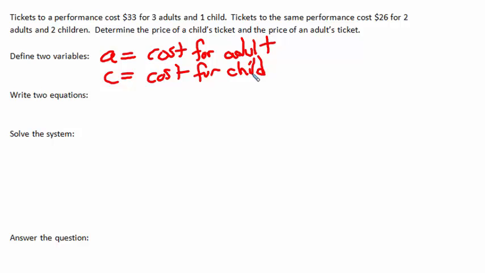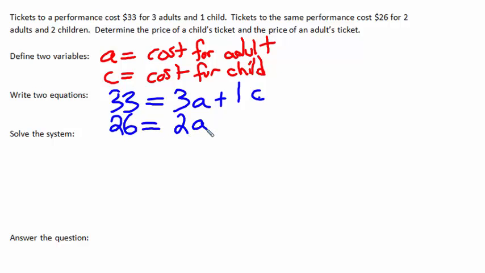Then it asks you to write 2 equations. Well, based on the first sentence, $33 comes from taking 3 adults, each paying A dollars, plus 1 child. I'll put 1C just to be clear about it. The 1 child costs C dollars. And then $26 will bring you 2 adults and 2 children.